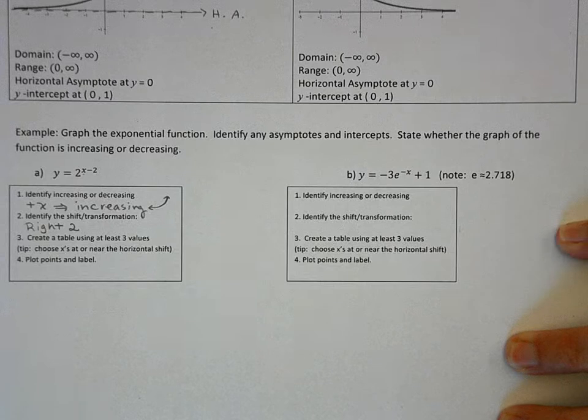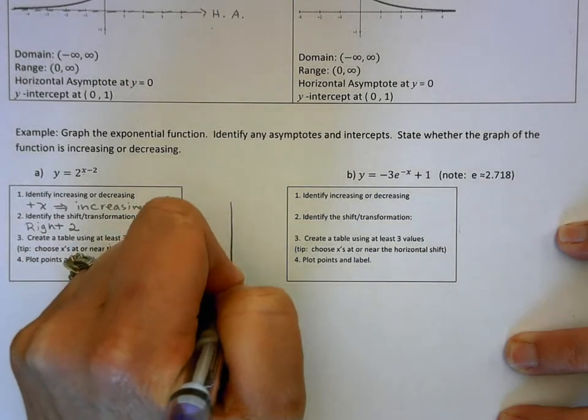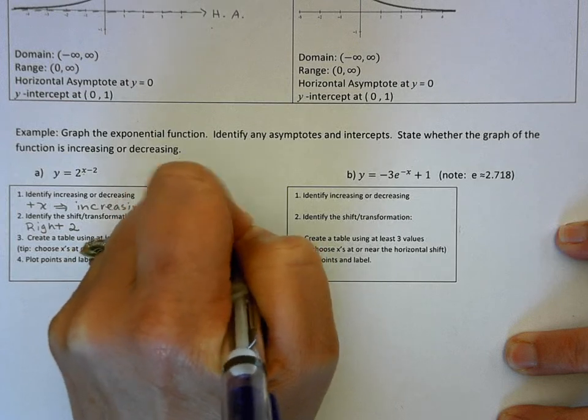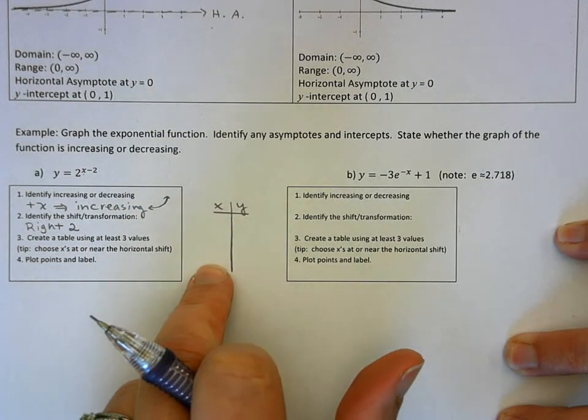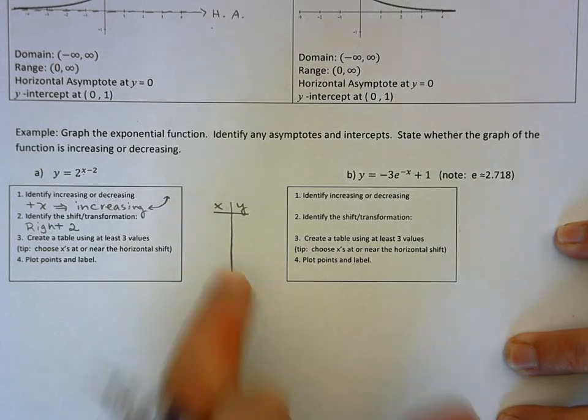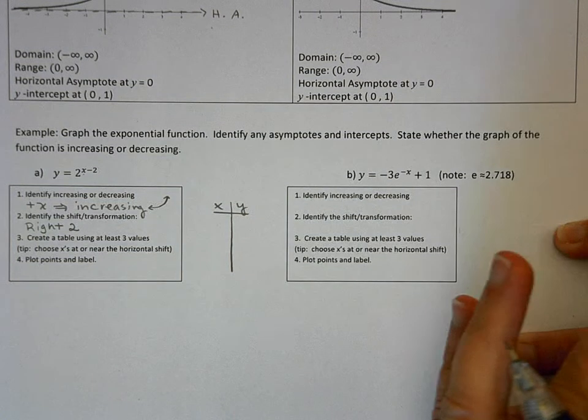Once I get a general sense of what's going to happen, I still want to create a table, and with that table I want to always use at least 3 values. So I'm just going to create an XY table here. I really can use any numbers I want for X, but usually my numbers can get really large quickly because it's exponential, or really small, and that makes it tough to graph.